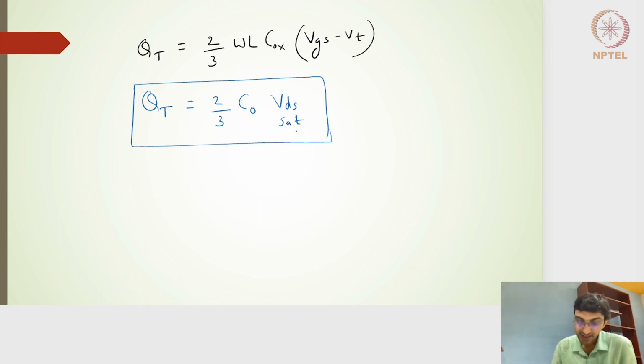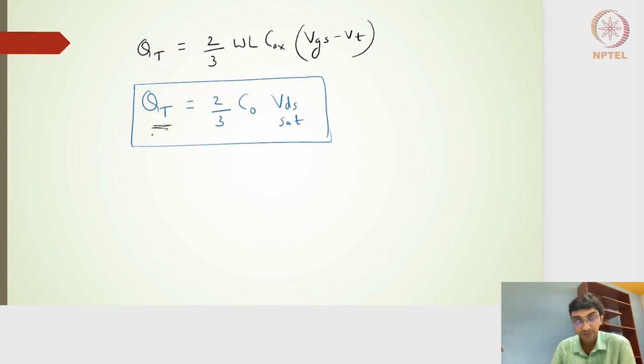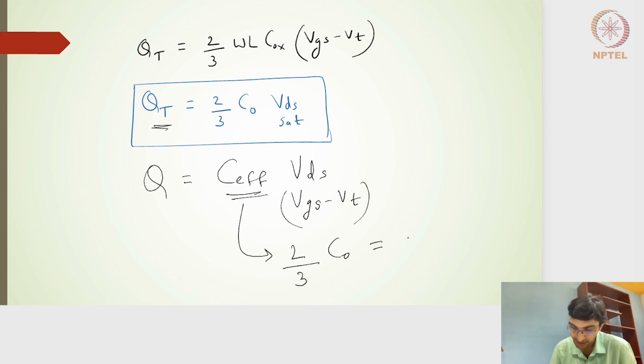So considering the charge here, if I want to find out the overall capacitance, the overall charge actually turns out to be 2 by 3 C0 into Vds saturation. Q is nothing but the effective capacitance multiplied by the voltage, right? In this case, the voltage is nothing but Vgs minus Vt. So this effective capacitance turns out to be nothing but 2 by 3 C0 at the source side, CGS, right? So this is what we get, 2 by 3.